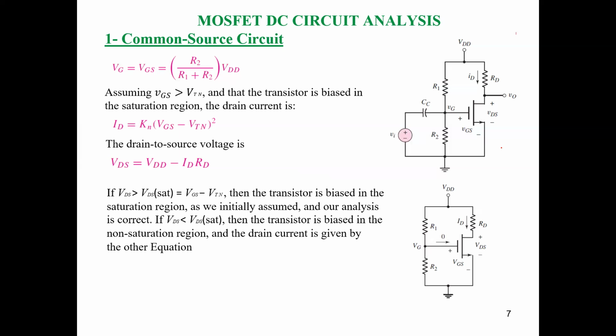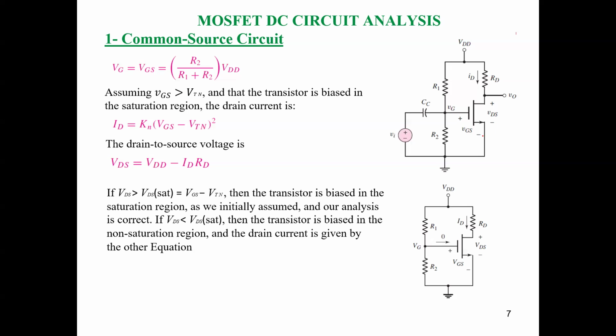So this means now we can have two different modes. Cut-off mode: here, apply VGS equals 0. If VGS equals 0, so it's less than V threshold, which means ID equals 0. So we have an open circuit switch.